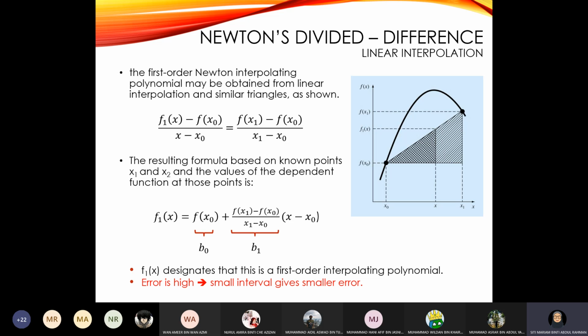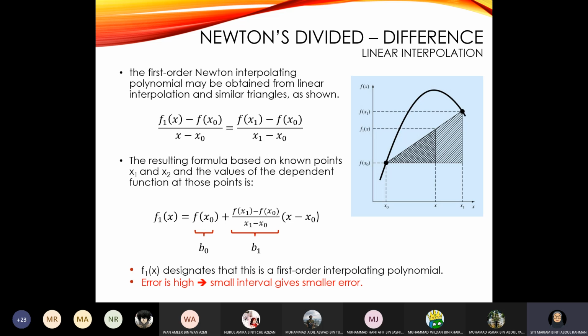f1(x) sama dengan f(x0) plus b1 ni. So b1 ni macam slope dia. And then x tolak x0. So kalau kita tengok closely at the function, it's actually macam biasa kan kita buat. So you have the intercept point f(x0). So it intercept at f(x0). And then the slope is based on the two points, f(x1) dengan f(x0).